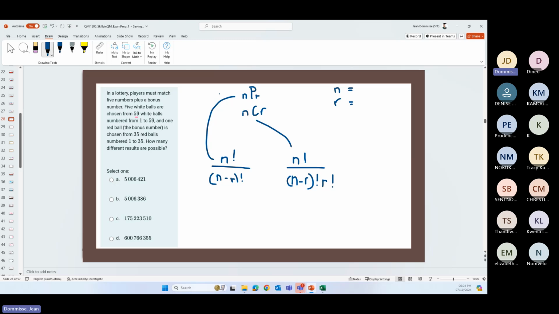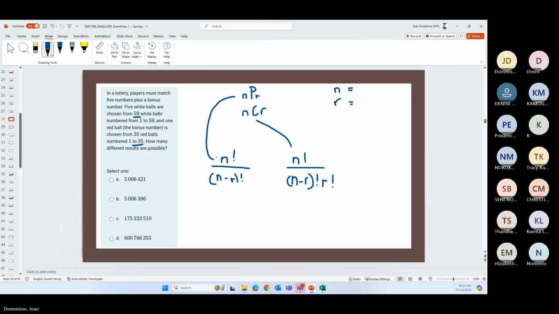So let's look at all the info. In a lottery, players must match 5 numbers plus a bonus number. 5 white balls are chosen from 59 white balls numbered 1 to 59, and 1 red ball, the bonus number, is chosen from 35 red balls numbered 1 to 35. So you've got here that we now work with 2 sets. One is 5 white balls out of 59.